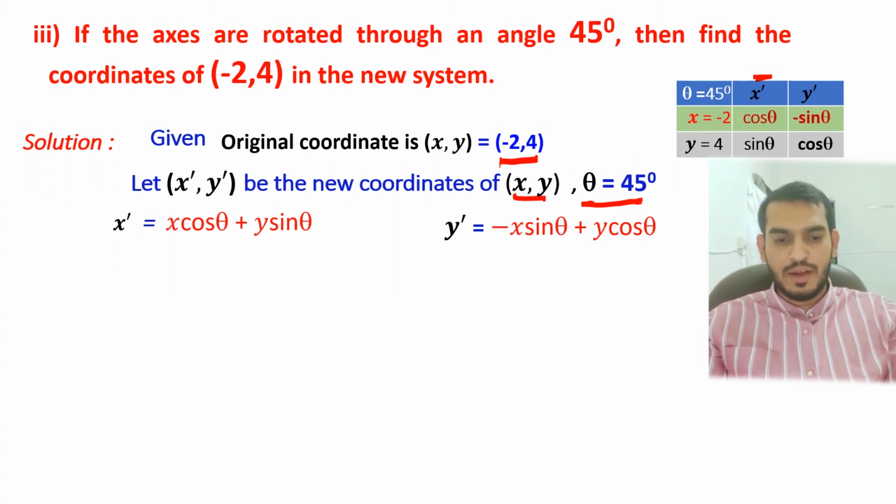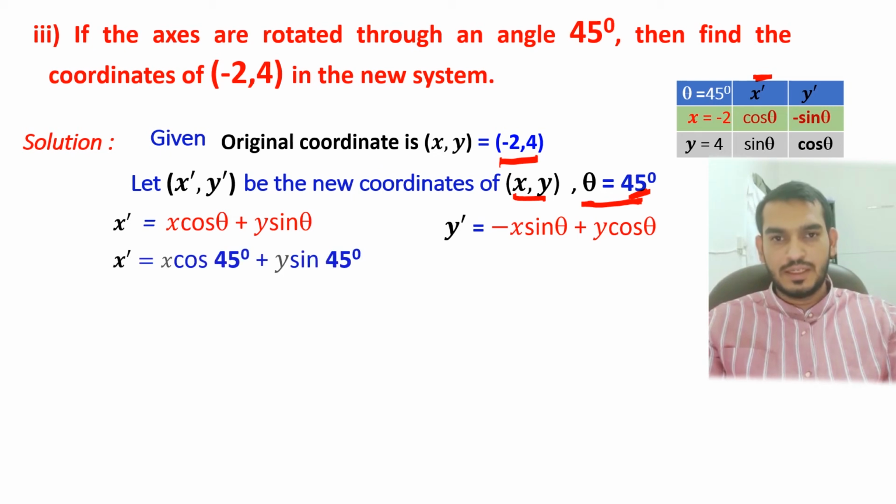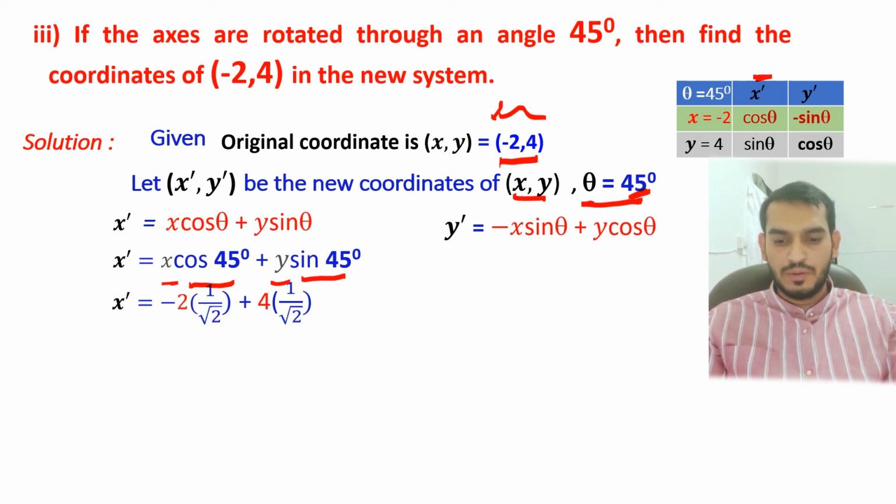Now substituting the value of 45 degrees in place of theta in the equation of x', x' = x cos 45 degrees + y sin 45 degrees. Since we know that the value of cos 45 degrees and sin 45 degrees is 1 by root 2, and in place of x and y we can write -2, 4, which are the original coordinates. So x' = -2 into 1 by root 2 + 4 into 1 by root 2. Since the denominators are same, we can write it as (-2 + 4) by root 2. 4 minus 2 is 2. So we can write it as 2 by root 2. 2 by root 2 can be written as root 2.